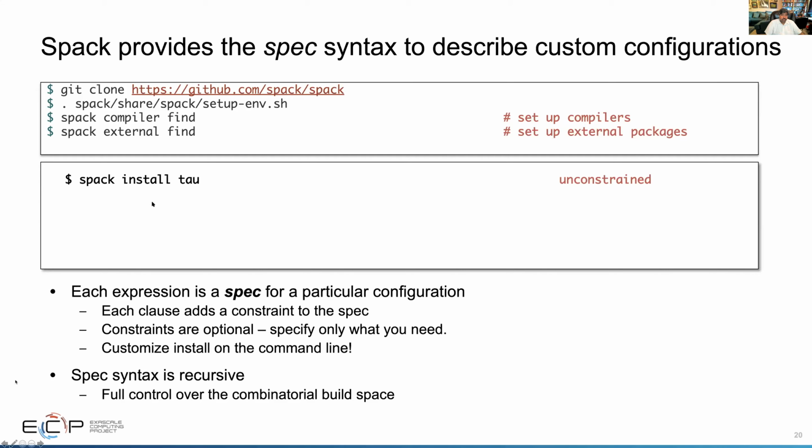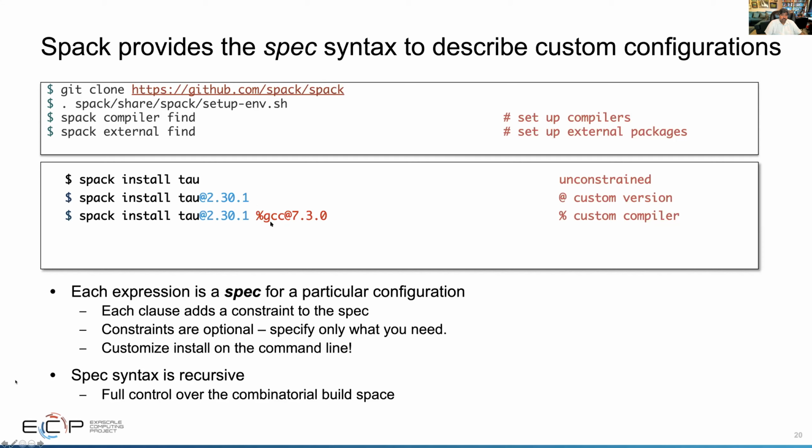Then you can go and install a package. You can say spack install tau, and it will install the unconstrained default version. But you can do better. You can say, oh, but I want TAU version 2.30.1. And then you can give, with the @ symbol, a description of the version that you want.